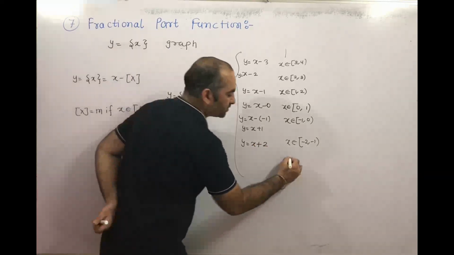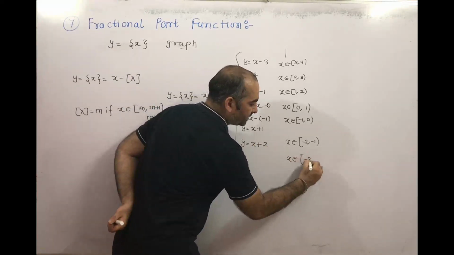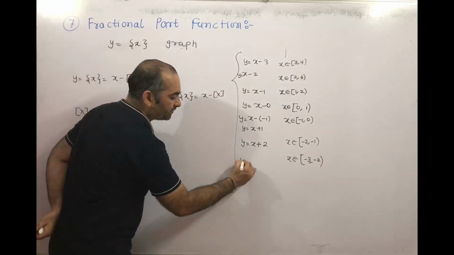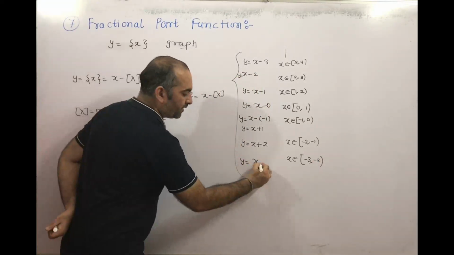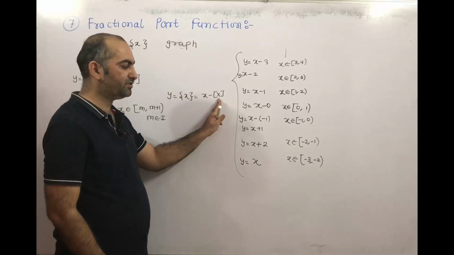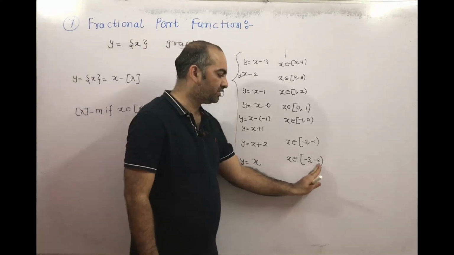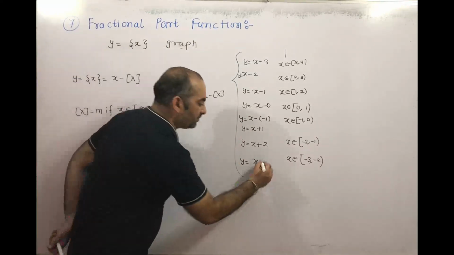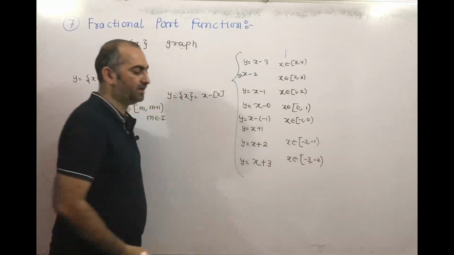Next, x belongs to minus 3 to minus 2. Then y equal to x minus the greatest integer of x. The greatest integer of x will be minus 3, so minus minus plus, y equal to x plus 3, and like that it will continue.